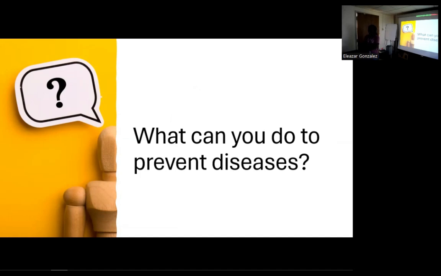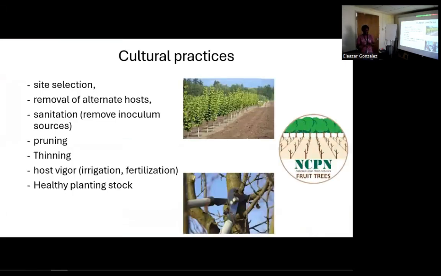Okay, so I guess we'll get to this part because we have lots of questions on this. So, what can we do to prevent diseases? I have a few things listed here, some which may apply to the case of the brown rot. And so we'll start by recommending good cultural practices or good agricultural practices.